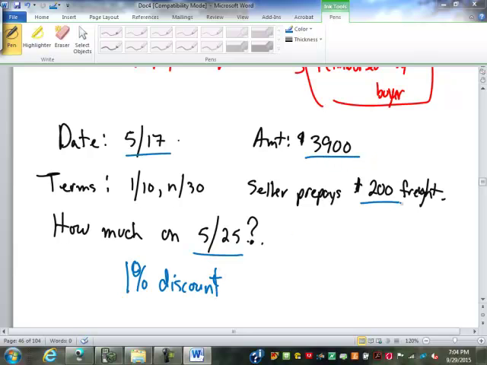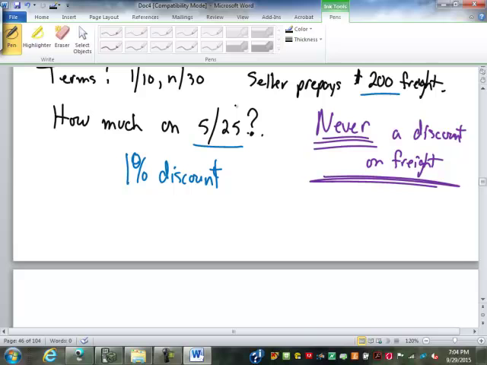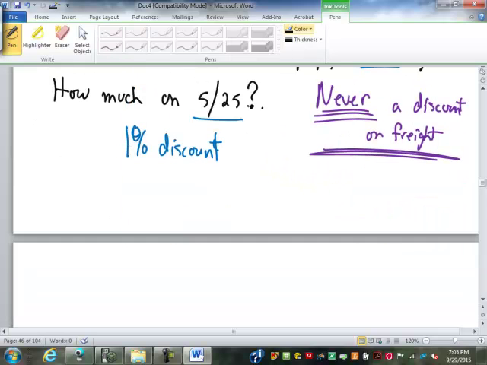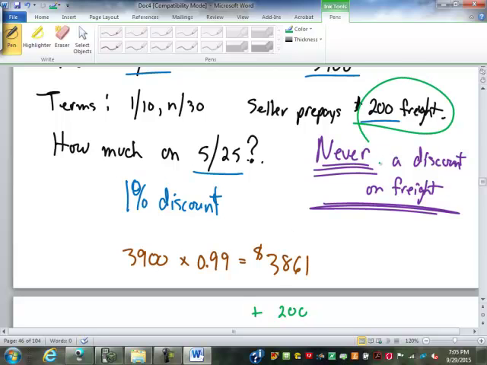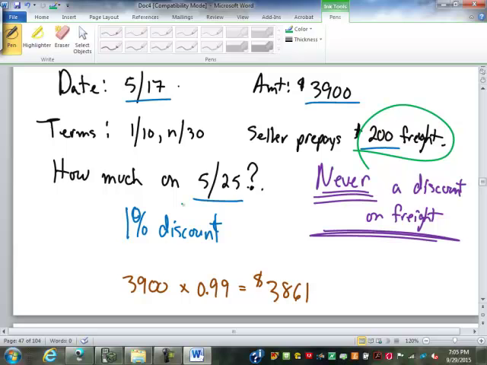So do we take the 3,900 plus the 200 and then times 0.99? No. There is never a discount on freight. Freight is always full price. So we're going to take that 3,900, and we get a 1% discount, so to get the payment amount it's going to be times 0.99. That's going to be 3,861. Then to that, we're going to add the 200 in freight. So it'll be $4,061 that needs to be paid if paid on the 25th, so that they get the 1% discount.